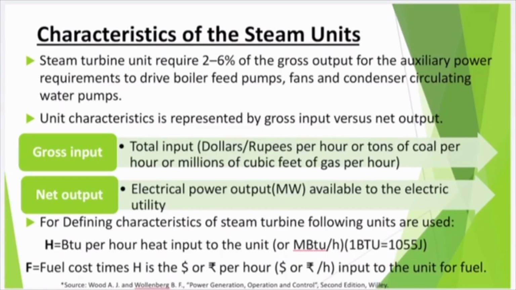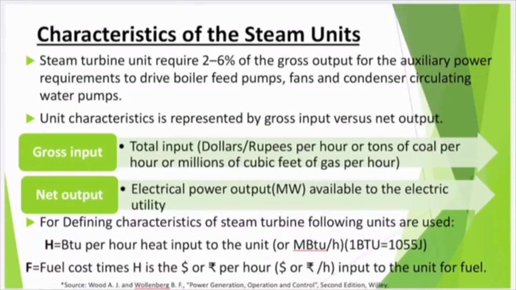Now, the characteristic of a steam unit is very interesting, because we need to understand what is the input to my power plant and what is my output. So we are very keen to understand the input-output characteristic of a thermal power plant or a steam unit. As you know, steam turbine units require close to 2 to 6% of gross output for the auxiliary power requirement. So if you generate 100%, then probably 98 to 94% is available to me, and the rest is utilized for driving your boiler, fans, condenser, water pumps, etc.